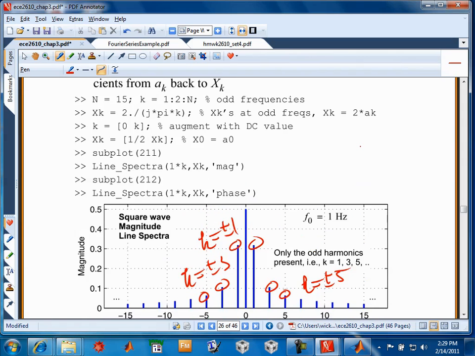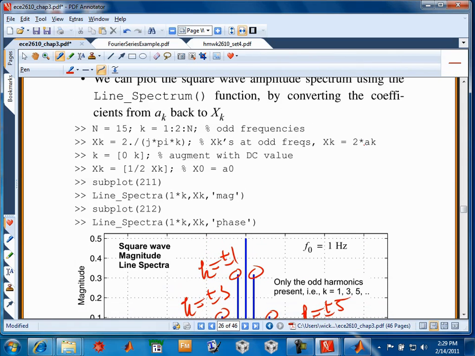How did I load this into the function up above? I played some games with it to use the function. I had to load in the x. I had to convert the a sub k's back to the original x sub k representation by multiplying by 2. Then I set up an index in MATLAB, k, that runs from 0 up to the 15th harmonic, but in steps of 2, so it goes 1, 3, 5, 7, and so on. Then the x sub k's were meant to correspond to that index k.